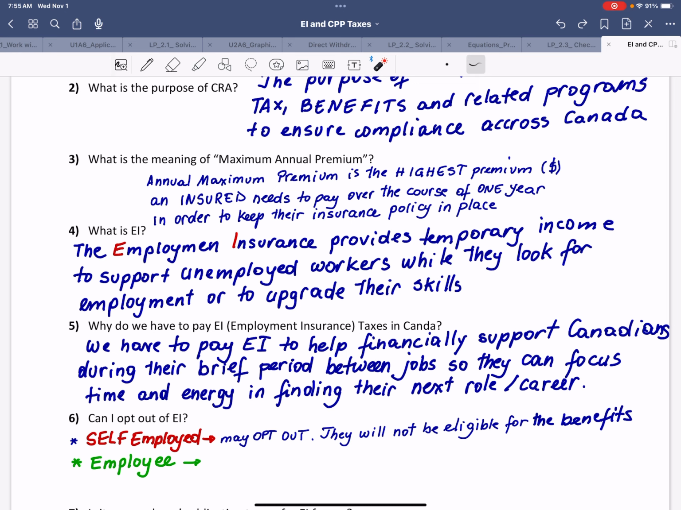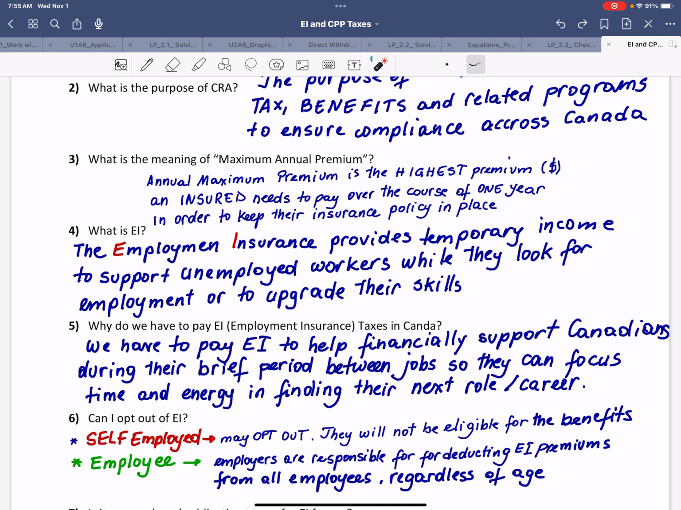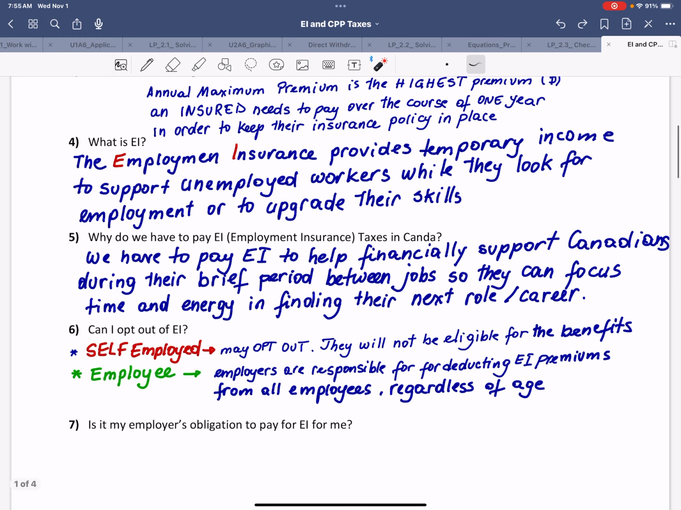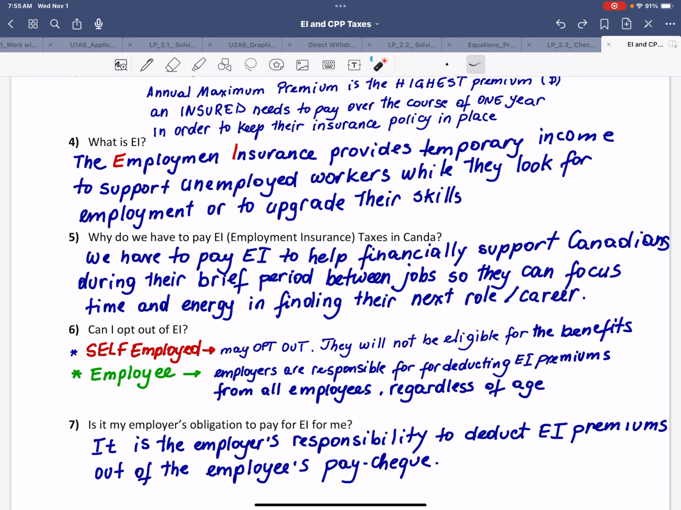If you are an employee, though, you cannot opt out of employment insurance. The employers are responsible for deducting the employment insurance premiums from all employees, regardless of their age. So, is it your employer's obligation to pay for EI? Well, yes and no. The employers are responsible to deduct EI premiums out of the employee paycheck, but it is not their responsibility to fully pay for it.